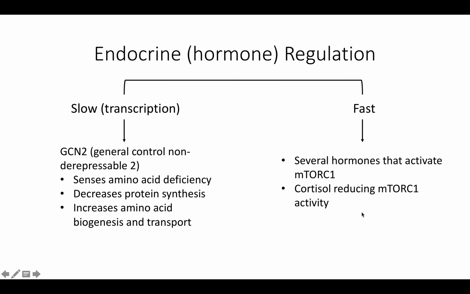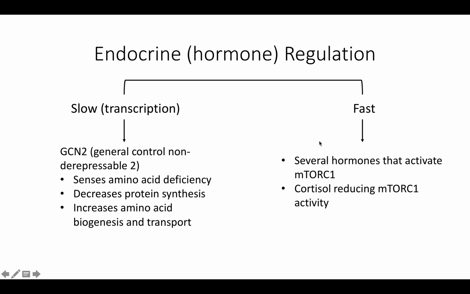translated. Now, in terms of endocrine regulation or hormone signal regulation, we have the slow regulation and then fast regulation. This slow regulation usually is actually transcriptional, not usually. And with the slow regulation, it involves a protein called GCN2, general control non-derepressible 2 protein. And this protein basically senses the deficiency in amino acids, and what it does is it decreases protein synthesis and increases amino acid biogenesis and transport. And we'll get more into detail regarding these last two bullets in the next slide.